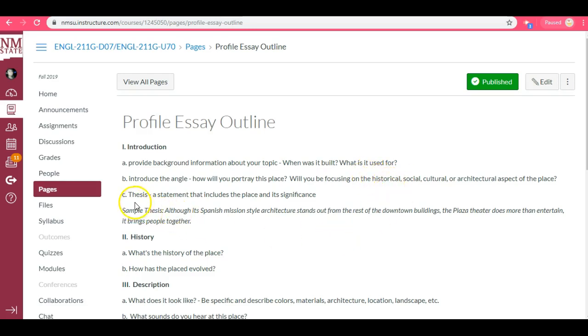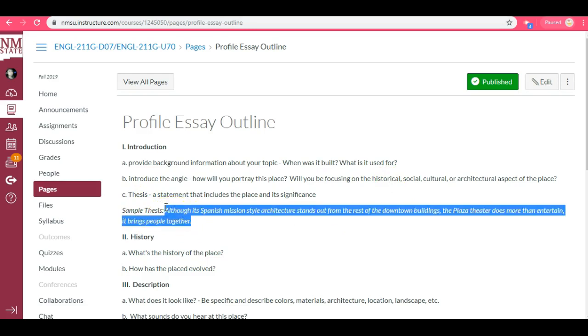And then your introduction should also have a thesis. I provided a sample thesis for you to see so that you could understand what I am looking for. My sample thesis is, although its Spanish mission style architecture stands out from the rest of the downtown buildings, the Plaza Theater does more than entertain. It brings people together.